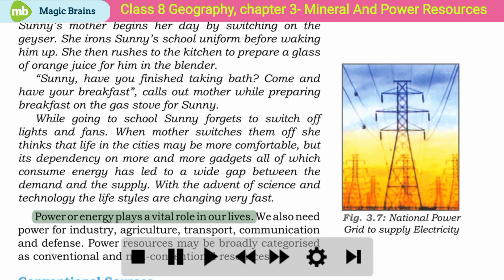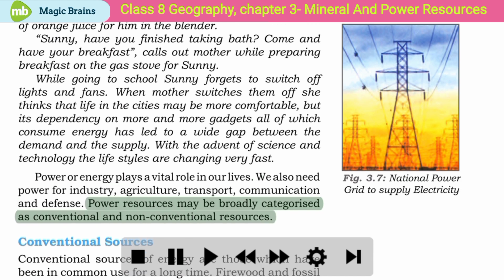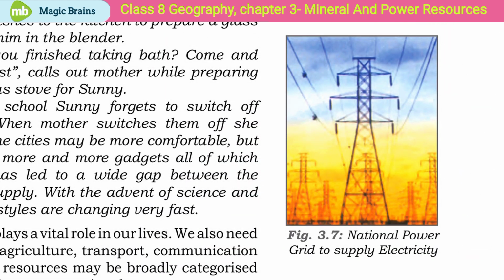Power or energy plays a vital role in our lives. We also need power for industry, agriculture, transport, communication, and defense. Power resources may be broadly categorized as conventional and non-conventional resources. On the right side, there is figure number 3.7, which shows national power grid to supply electricity.